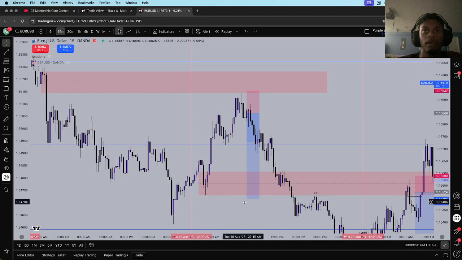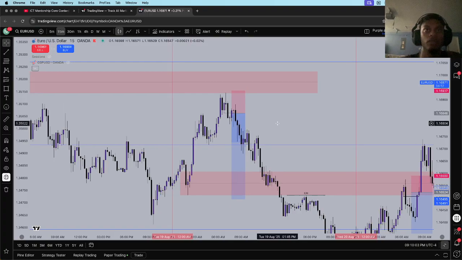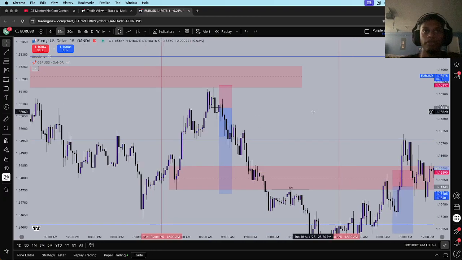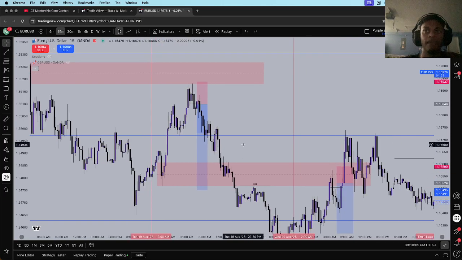Here. The only reason why I took profit here is because it was a 1 to 3, and I normally go for 1 to 3s on my setups. And we also filled the void and whatnot. But that was that trade.